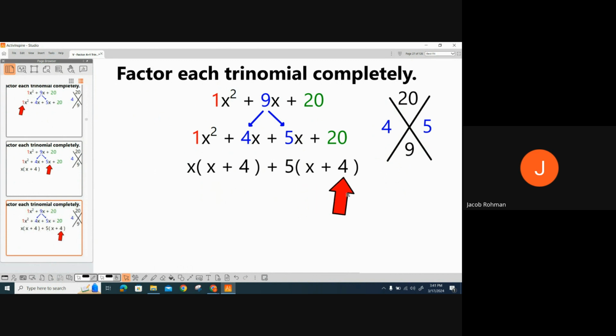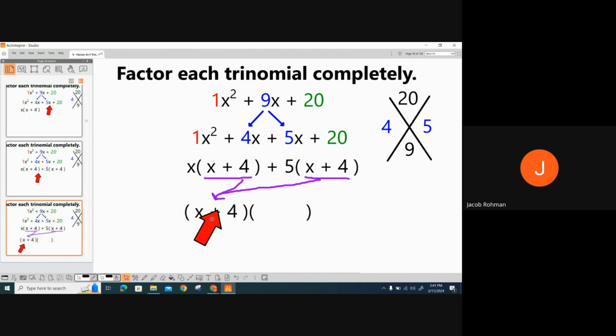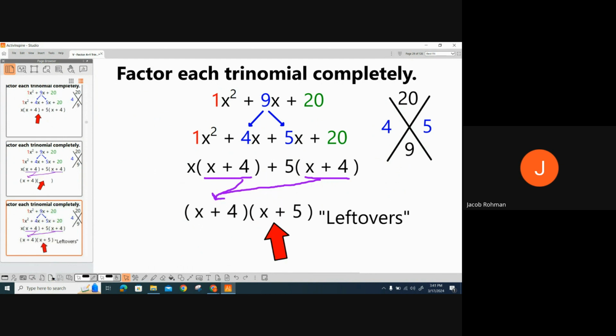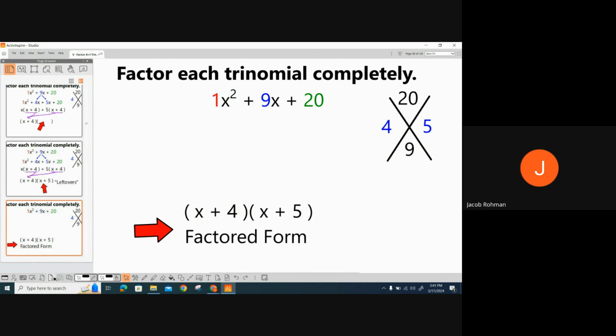And then continuing with factor by grouping, we see that we have a common binomial here of x plus 4. So we factor that out. That's what I've shown here in purple. And then we're left in the second set of parentheses with the leftovers, and the leftovers would be x and plus 5. So we're going to put that in the second parentheses. And now we can see that that, again, is in factored form. So we just successfully went from the trinomial here to a product of binomials in factored form.